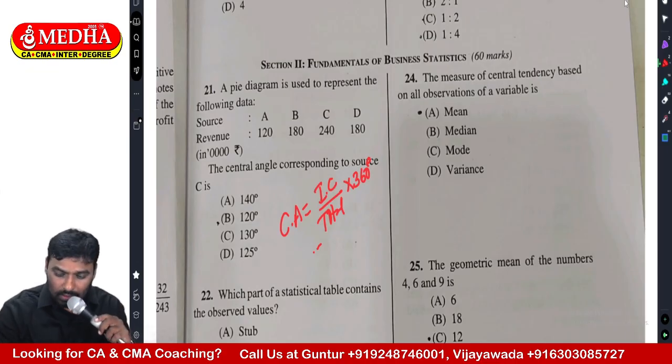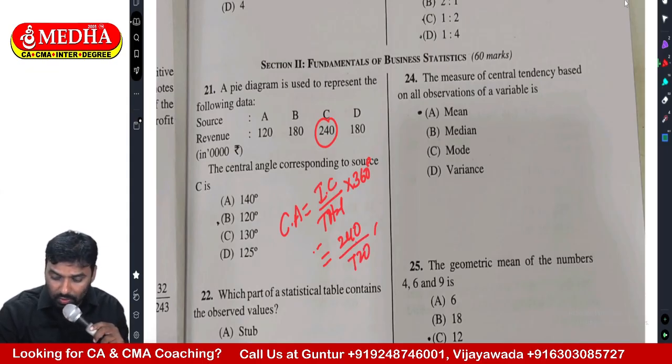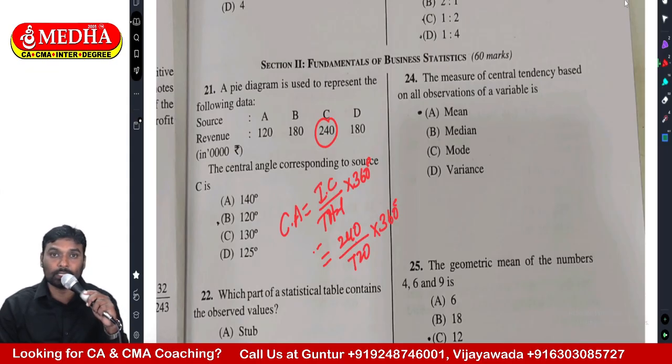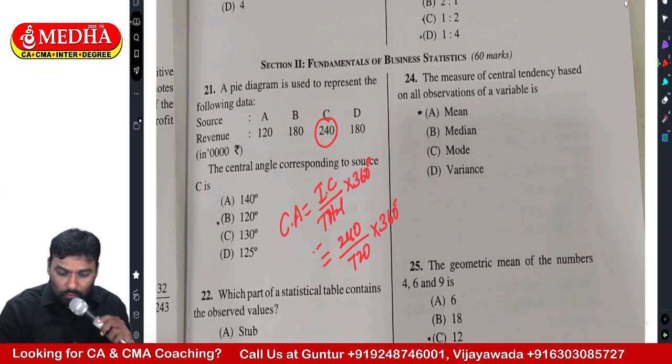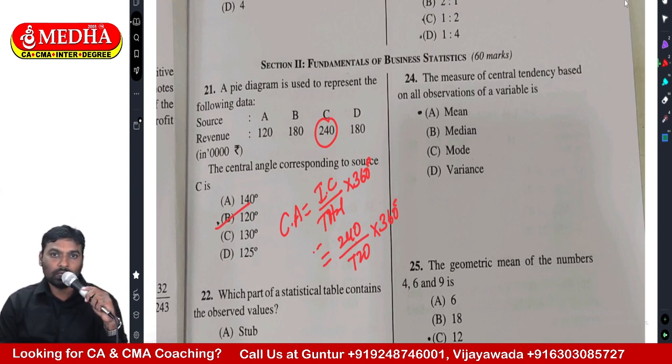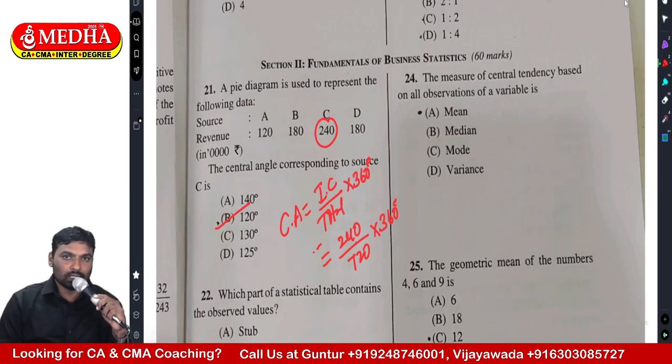So component C, individual component value 240 divided by its total, 720, into 360. So 240 divided by 720 into 360, then we get 120. In a pie diagram, the central angle formula is individual component value divided by its total value into 360. Applying that formula to the third component, C, the central angle we get is 120, so the correct option is B.